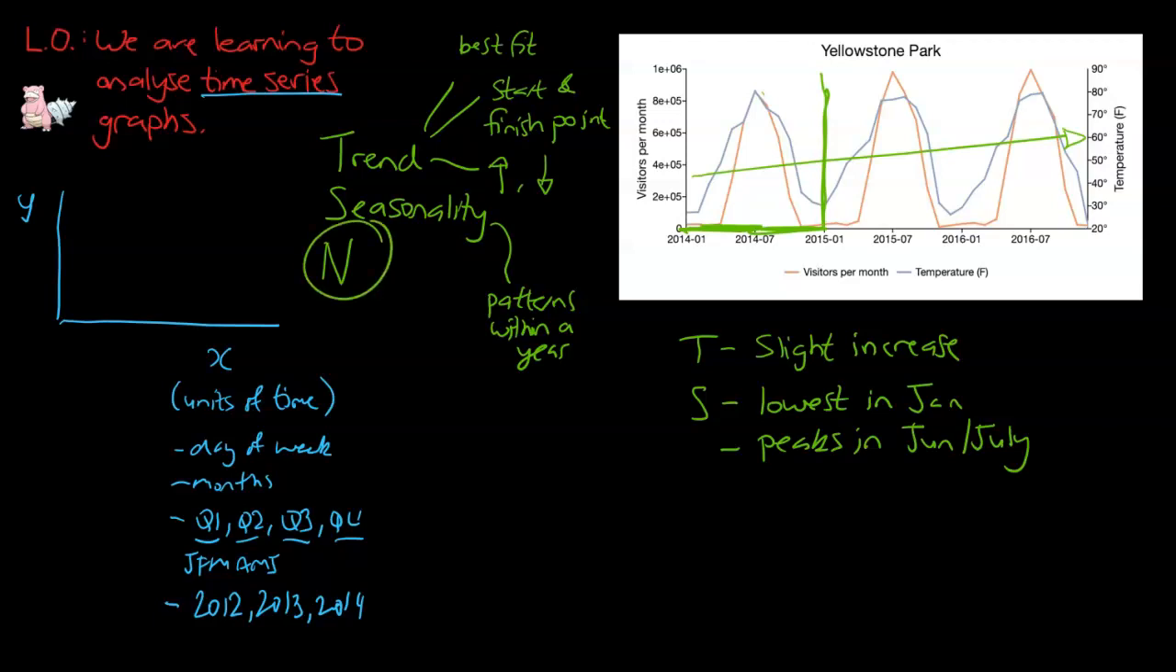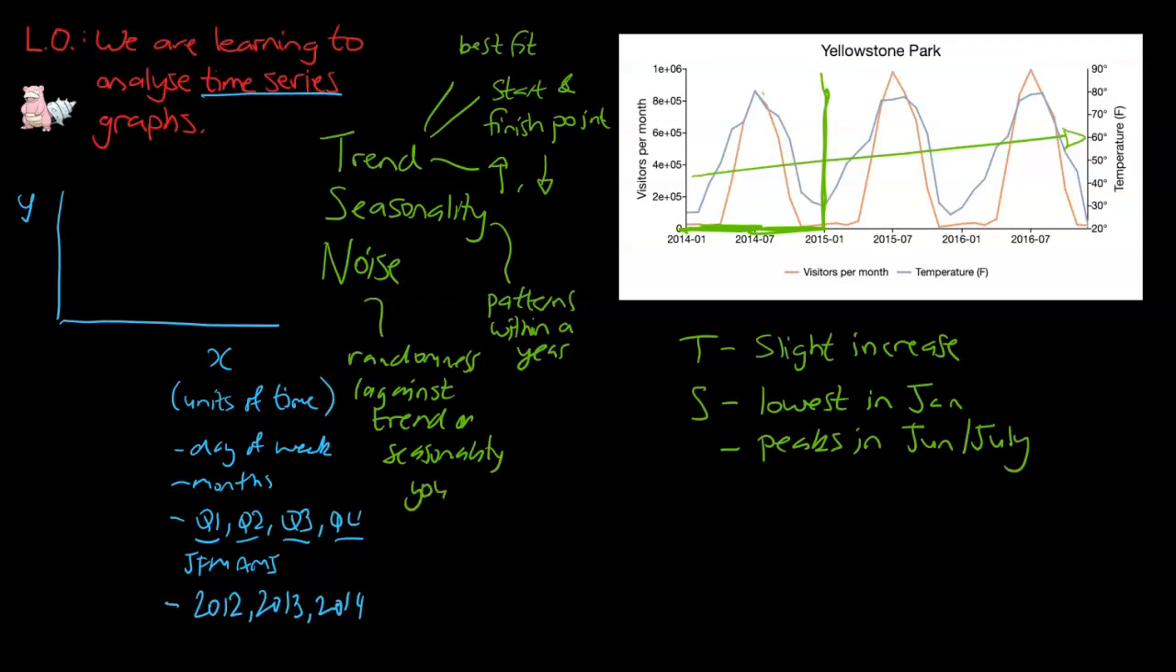And the last letter we need to be aware of, the N stands for noise. And this is any kind of randomness that goes against the trends or the seasonality you've seen. And in our case here, noise, can we see anything? Potentially, there's not much noise happening because you can see the pattern happening the same. But if you have a look at the temperatures at the top here, we've got a weirdly high temperature at that particular point, but I wouldn't say that's noteworthy. So in this case here, we have no noise.